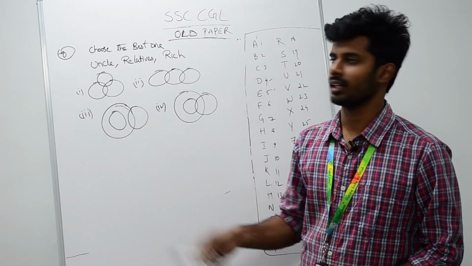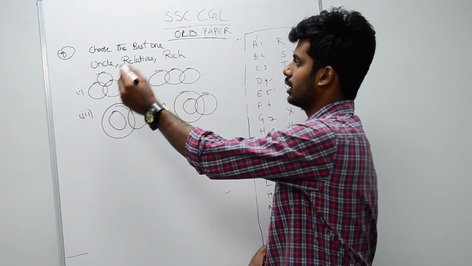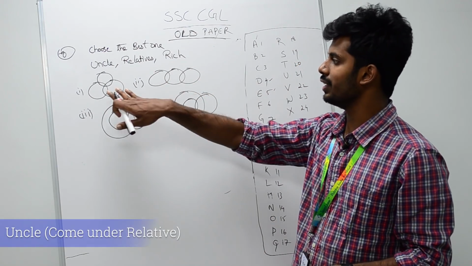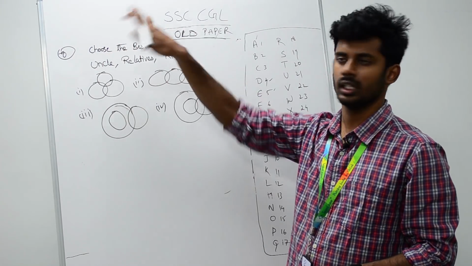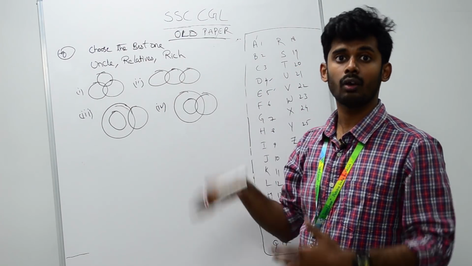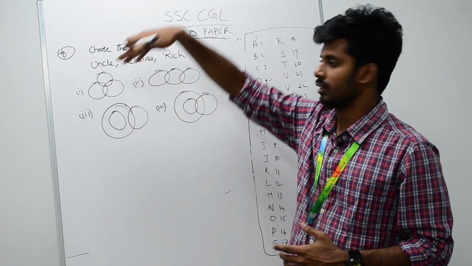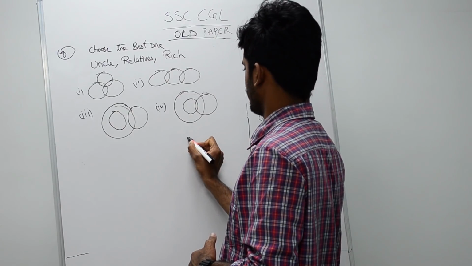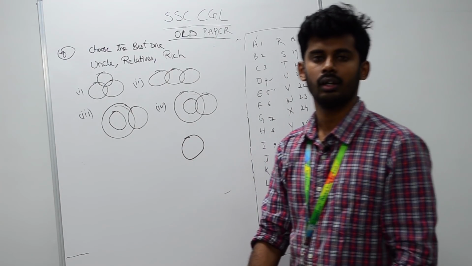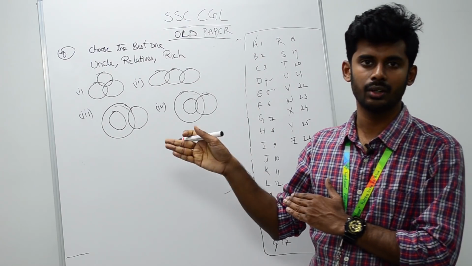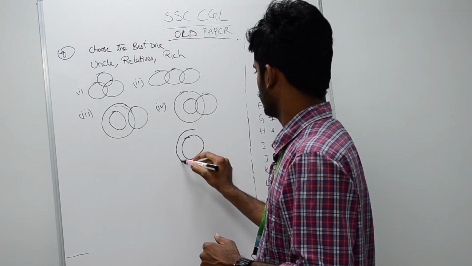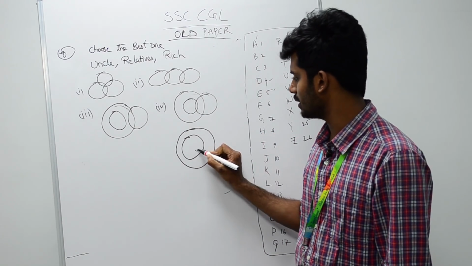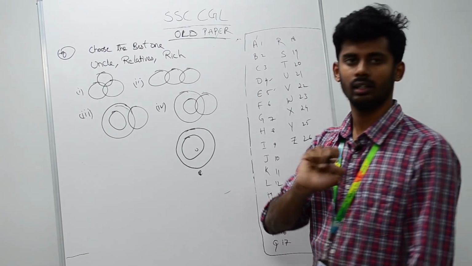So coming to the 8th question, they have given 3 different words: uncle, relatives and rich, and they are asking to find which diagram suits best. So let's draw our own diagram instead of just comparing with the options. First, uncle is one circle. Uncle also comes under relatives. All uncles come under relatives. So this is U and this is R.